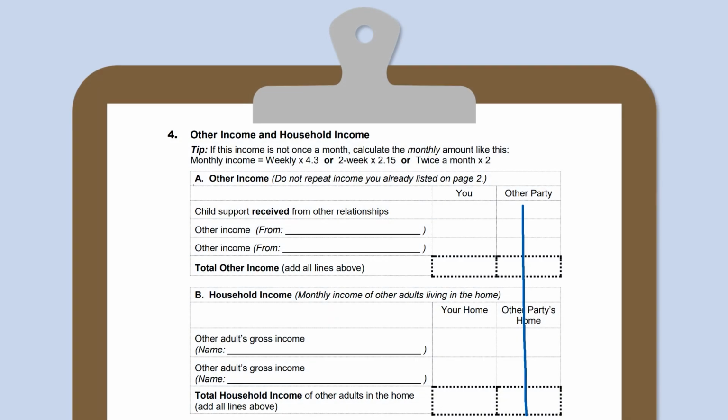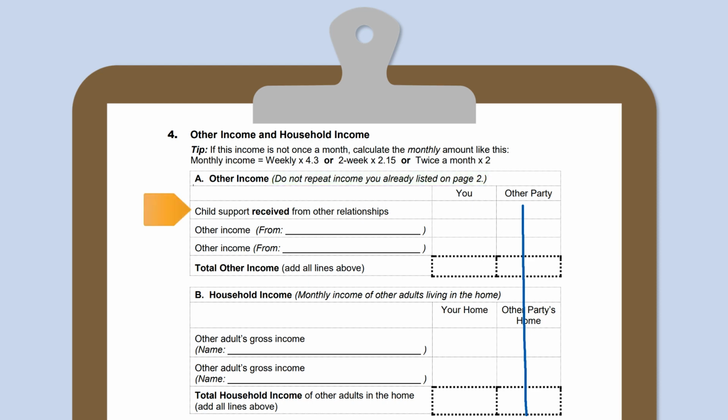On page 3, section 4, we are looking at other income, other household income, and any available assets. Here, you will note any other income that is not already listed, any child support received from other relationships, and the income of any other adults living in your home. You may have blank spaces on this section of the form, and that's fine. Under Other Income, please do not repeat any income already listed.